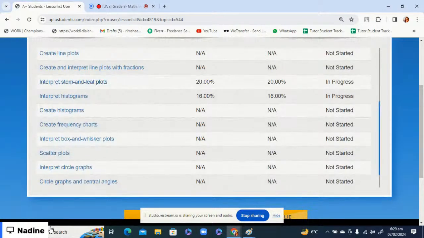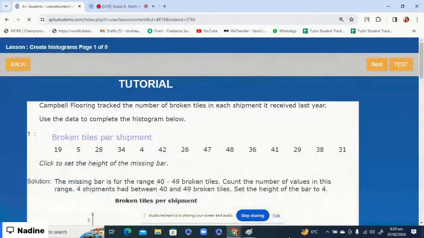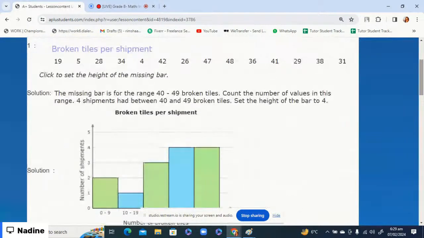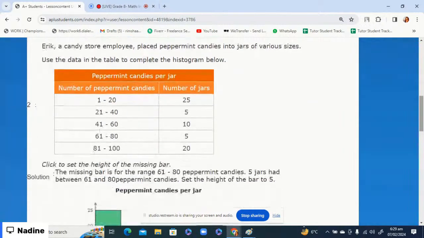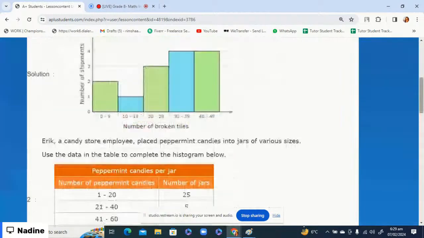We have done interpret stem and leaf, interpret histogram, create histograms. Okay, let's do this one. Now the data is given, so we just need to create a histogram for that. If some data is given, let's create a histogram for this. All right, we are using this data, and here is the histogram for this. First, we check it out, and then here we create a table as well, like this way.